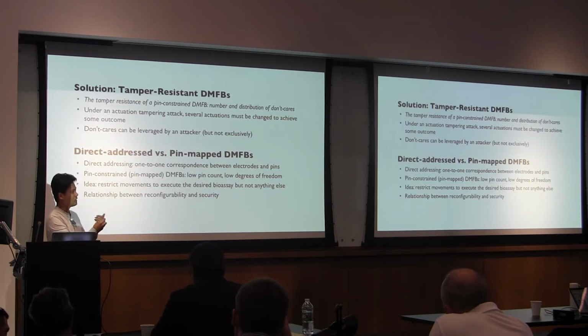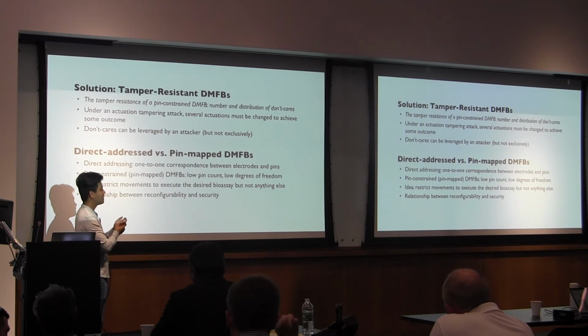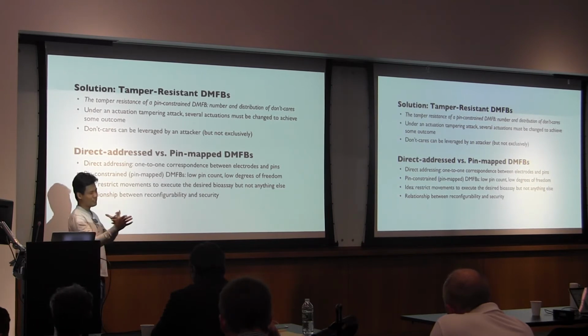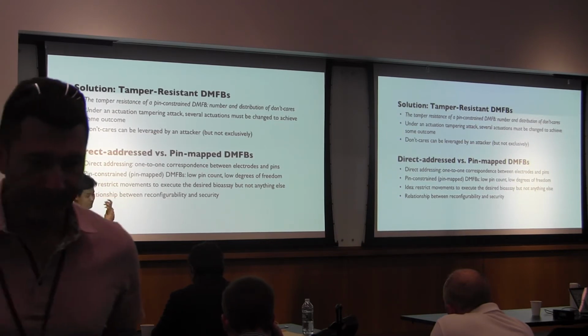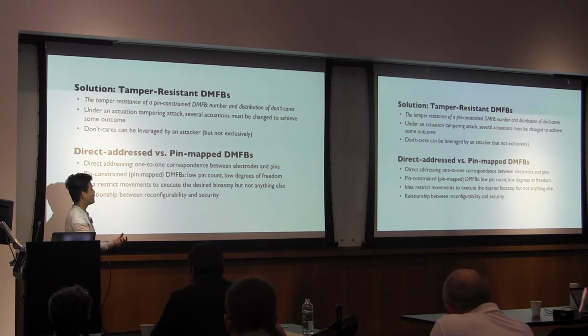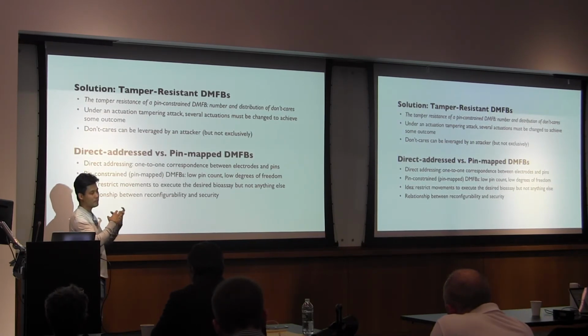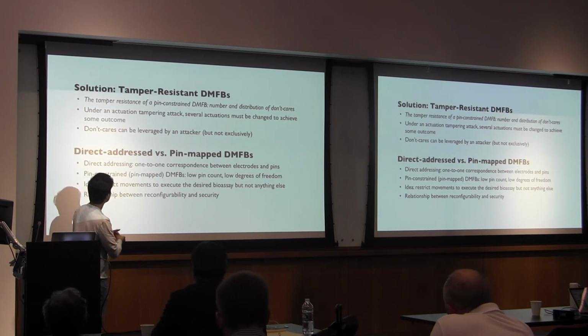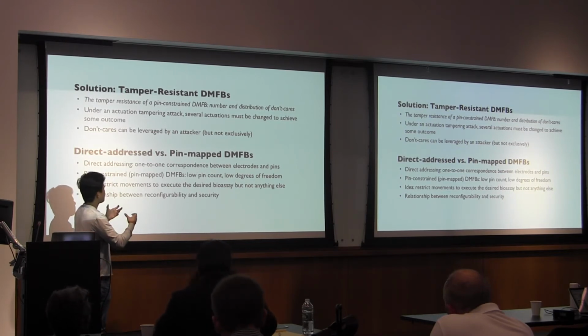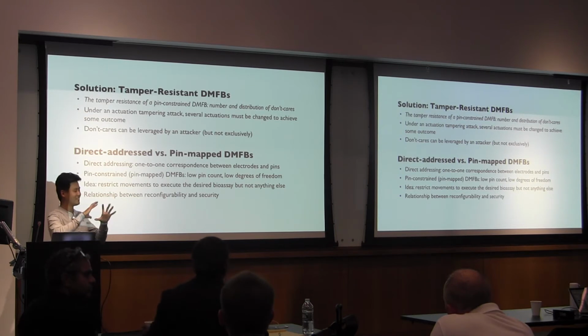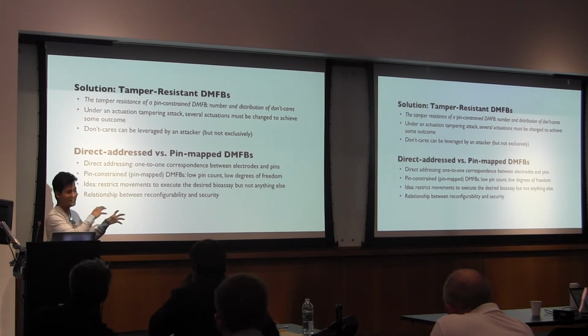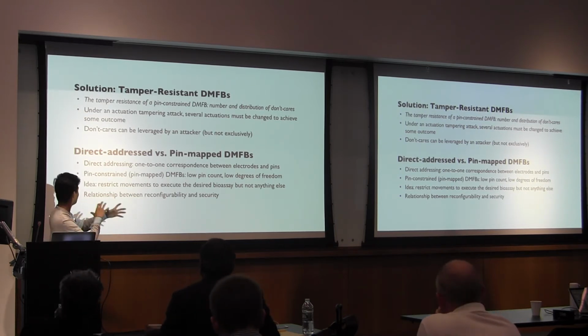Now, the solution that I propose is this concept of a tamper-resistant DMFB. I'm going to throw some words at you, and we're going to get into more detail in the subsequent slides. But real quickly, tamper resistance of a pin-constrained DMFB is based on the number and distribution of don't-cares due to a pin mapping operation. I apologize, there's actually quite a lot of background we have to get into before this is going to make sense. So please bear with me.